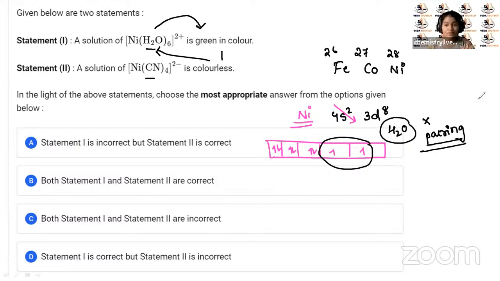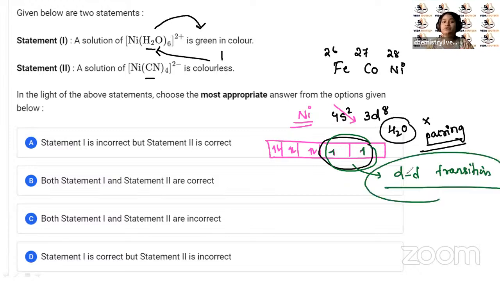So as there is no pairing here, children, then what is happening? We see that there are two unpaired electrons, and as there are two unpaired electrons, it can undergo dd transition. Remember about dd transition. When it can undergo dd transition, it is going to show us color. So the first statement is correct.